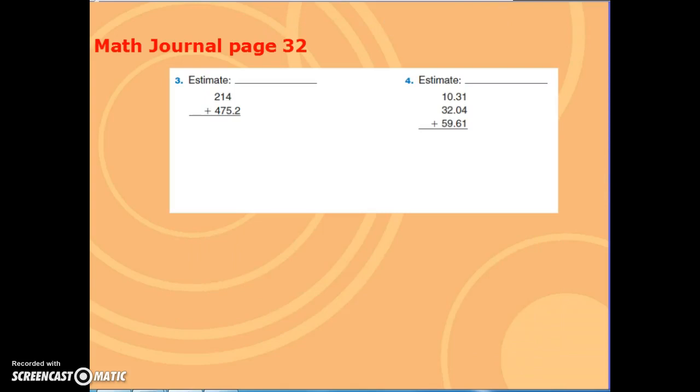We're going to try a couple of different problems together. We're going to make some estimates first, though. Estimating is a great way to find out if you're close once you get the right answer. Your estimate should be close. So for my estimate, I'm working with 214 and 475 and 2 tenths. So 214 is close to 200. So my estimate's going to be 200. We're adding, so plus 500. So 200 plus 500 would be my estimate. So my answer for my estimate is 700.